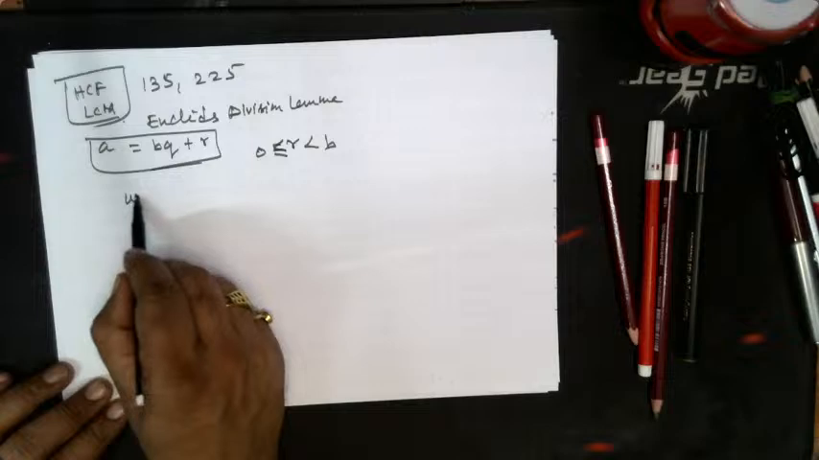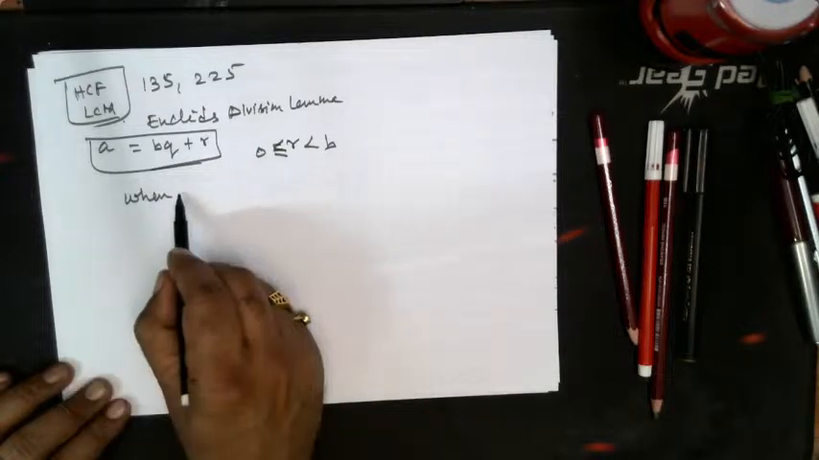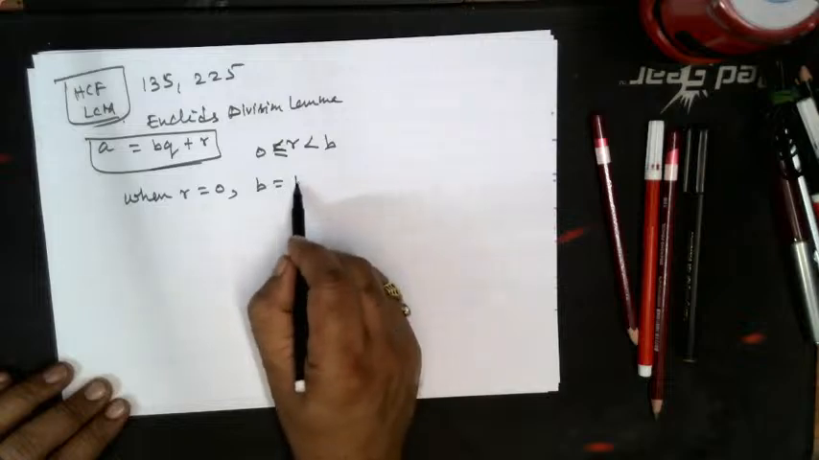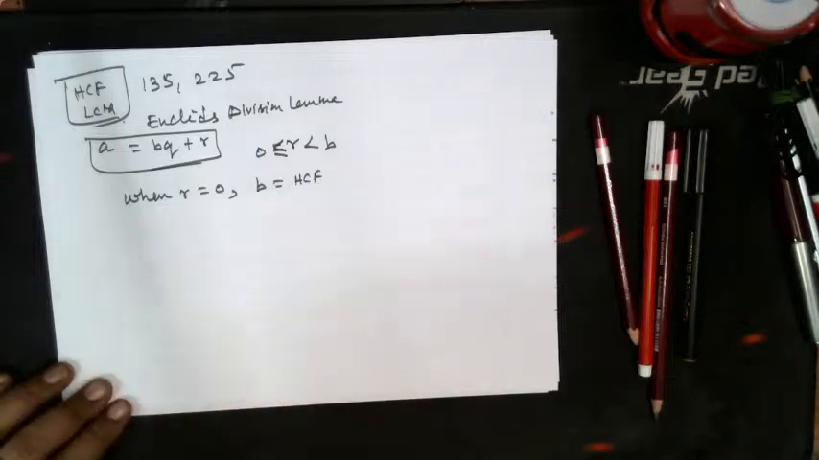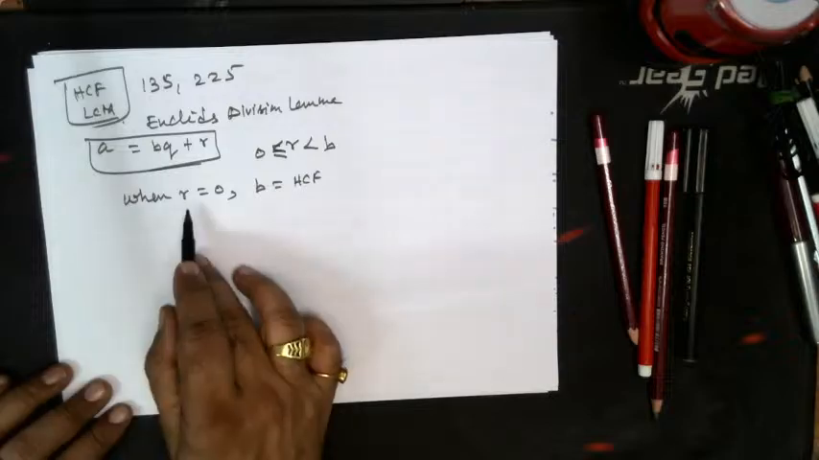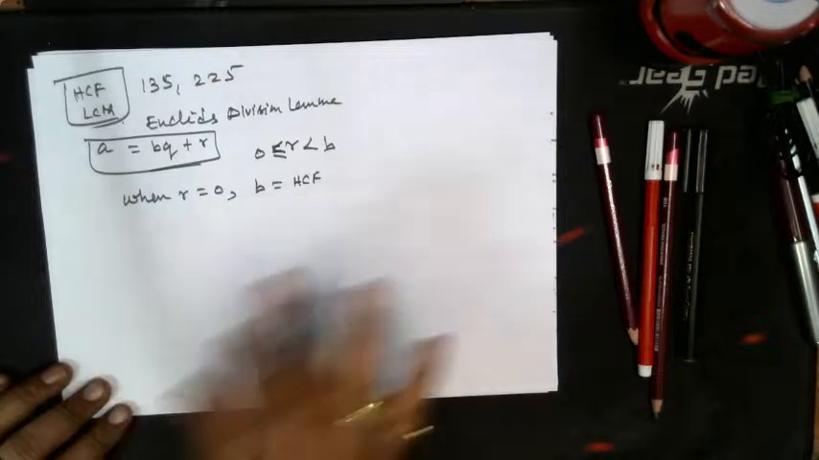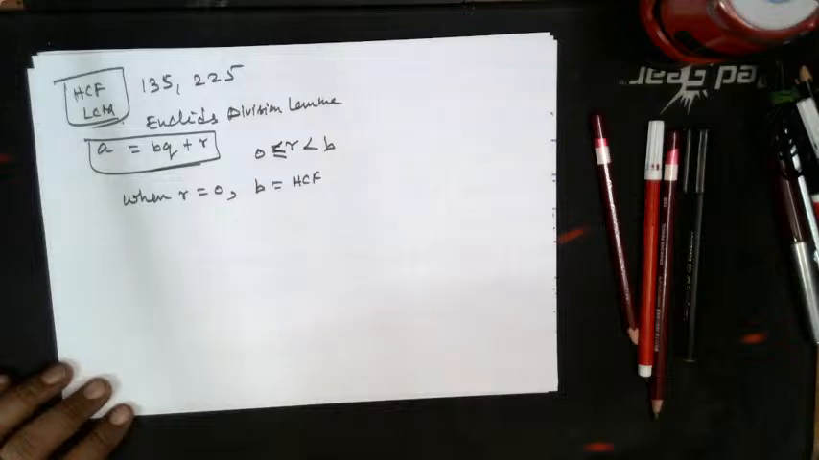Listen to me, when R is equal to 0, B is the HCF. That is another way, another technique. When R is equal to 0, B is the HCF. That is why we declare B as HCF. Do you understand this? Yes, sir. Proceed.